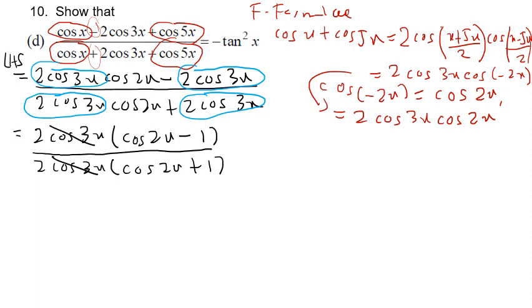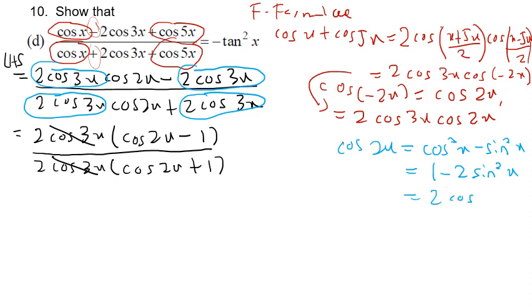Okay, so what do I need to do? We have cos 2x, and remember, for cos 2x we have three different formulas. The first one is cos squared minus sine squared. The second one is 1 minus 2 sine squared. And the third one is 2 cos squared minus 1. So which of the three will we use? The answer lies in the one that we want to show.